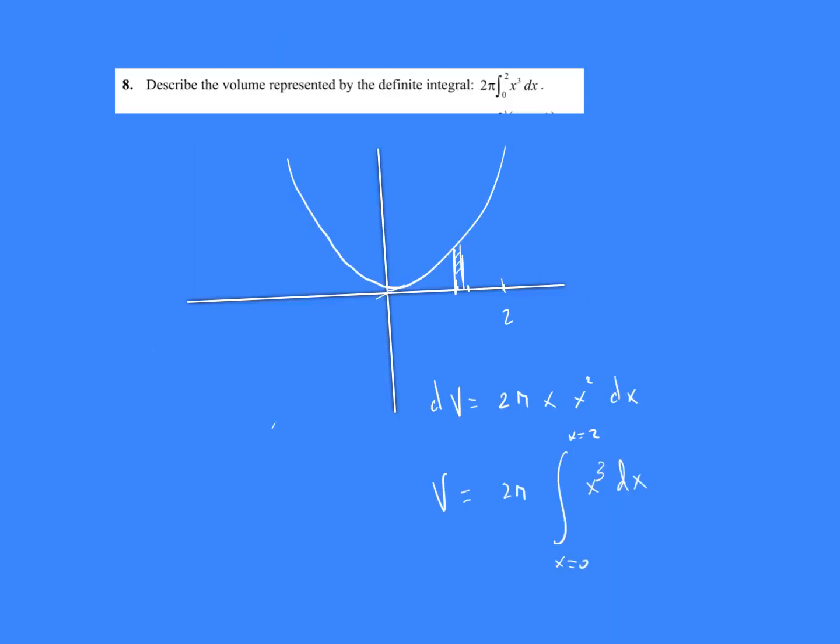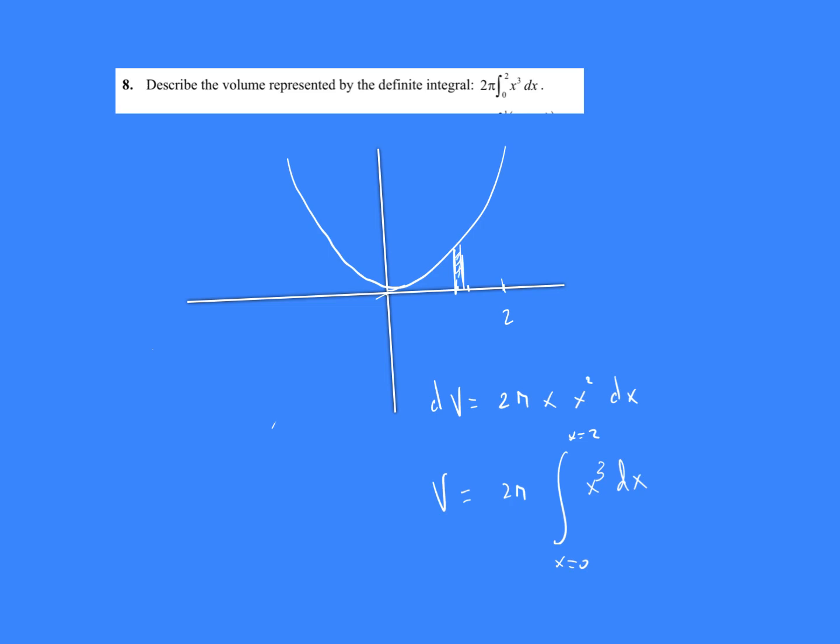Now the following, problem 8. Describe the volume represented by the definite integral 2 pi x cubed dx. If I see only this, it may be difficult to visualize what it is, but I will remember that a small volume will be 2 pi times the radius times the function squared times dx. The function squared times dx is the area of my door.